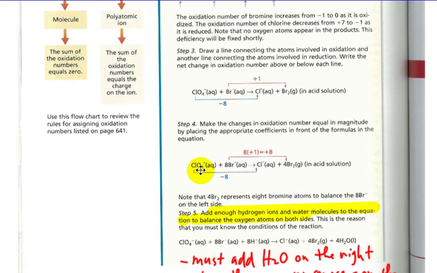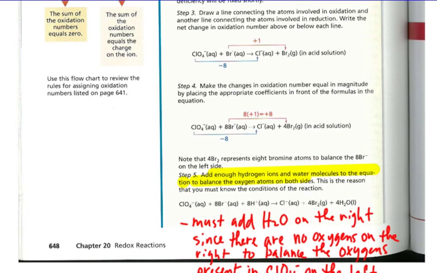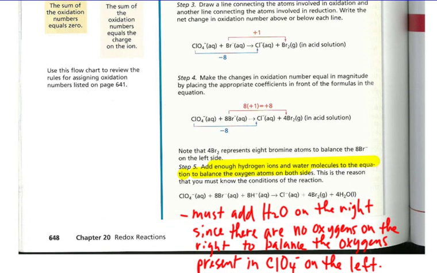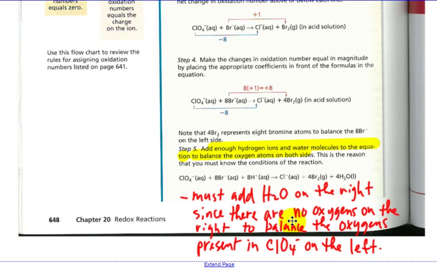We have an oxygen on this side and nothing on this side. So we have to add enough hydrogen ions and water molecules so that we can get enough oxygens on each side. Now there's a hint with this one. Since there aren't any, it's an acid solution. So since we have no oxygens on the right, I mentioned a little note here, must add H2O on the right, since there are no oxygens on the right, to balance the oxygen atoms present in ClO4-. So that's kind of a little hint there.